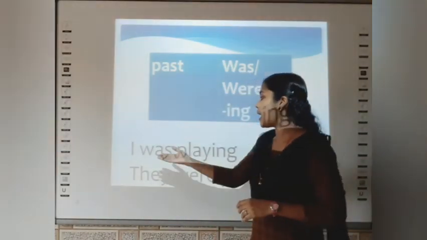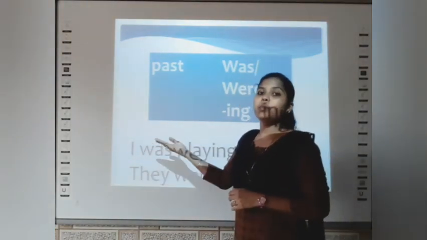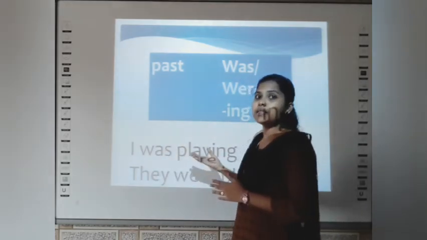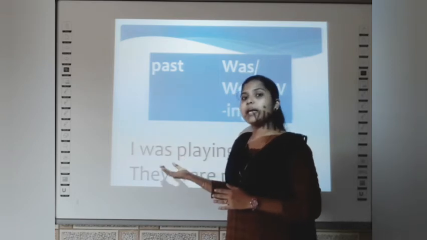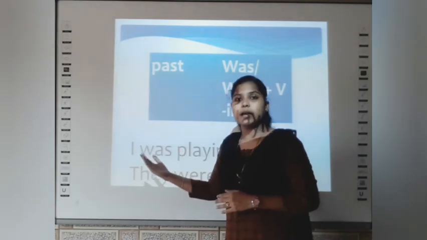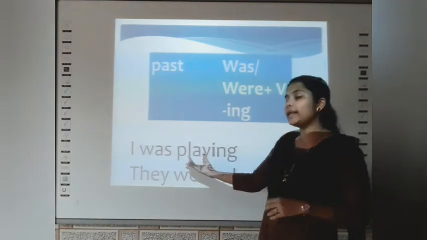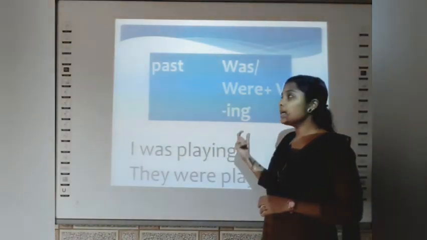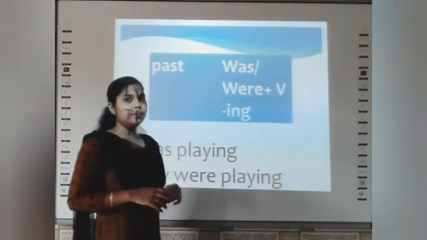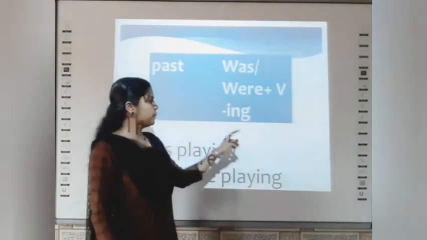For example, I was playing. Here the word was, the be form of the verb, itself indicates that this sentence is denoting an activity or action which happened in the past, maybe yesterday or last week. Was playing: play is the verb plus ing form. They were playing. Here again, play is the verb plus ing form.